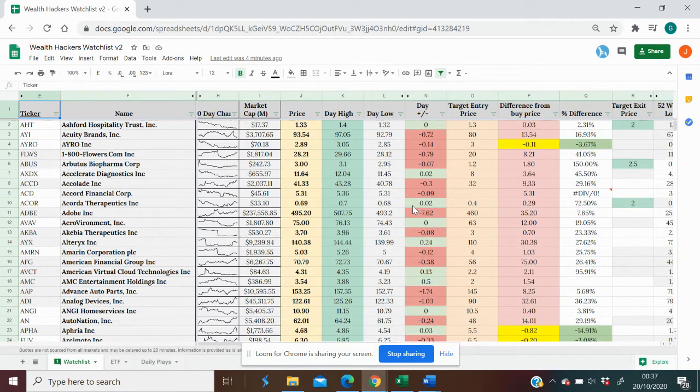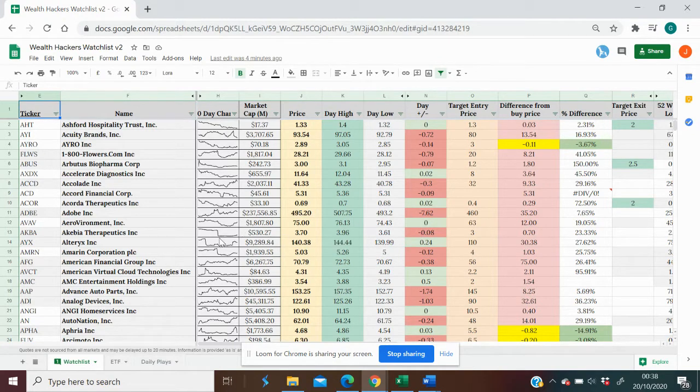Hi, right. This is the Wealth Hackers watch list, and with this watch list, we are using this as our trading or investing system. This document is supposed to help us make an informed decision, really, in the long run. So let's start from what it says here.